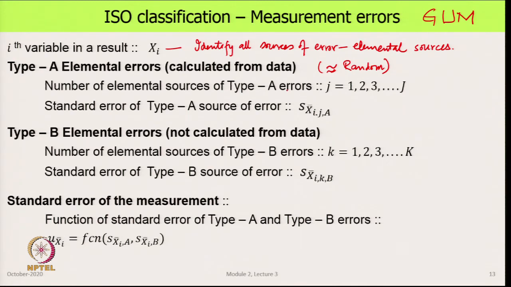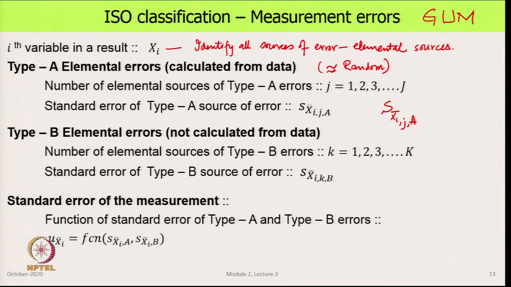And these again would have many types. So, that is J 1, 2, 3 all the way to J, and we get the standard error for each subtype of type A error, which is S_Xij. So, S means we are dealing with the data based error. Xi bar tells us that this is the parameter that we are looking at. This is the jth source of type A error, and we are explicitly saying this is type A error.